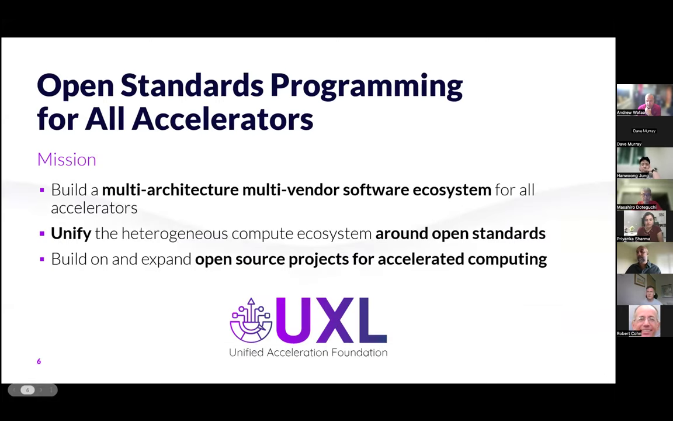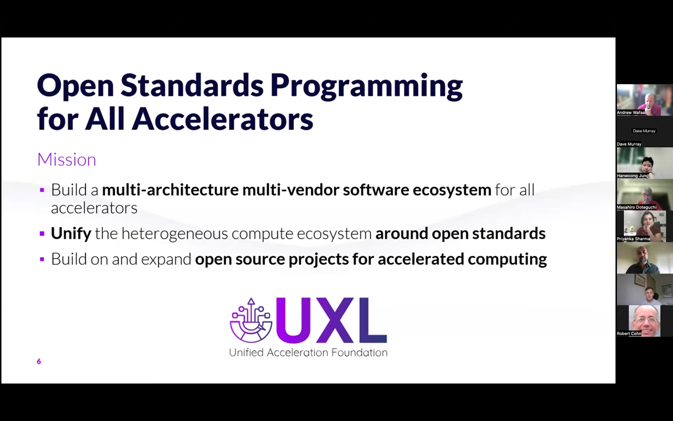So this is the UXL Foundation mission. We're building a multi-architecture, multi-vendor software ecosystem for all accelerators. And as I say, this aims to provide all the fundamental building blocks that you would need to build accelerated applications. The key thing as well is that our ethos is based around delivering this using industry-defined open standards. So our libraries are implemented using the SYCL open standard, which is something that's defined by the Khronos Group. And our library APIs are based on an open specification as well.